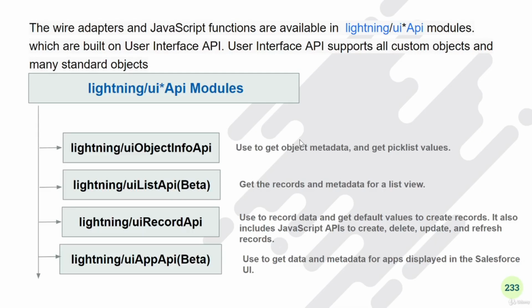The third one is the UI Record API, and I would say it's the most important module, which helps you create, retrieve, update, delete and refresh records without writing a single line of Apex. We will see this module in detail. The fourth module is UI App API, which is pretty new and also in beta, and we use it to get the data and metadata for apps displayed in the Salesforce UI.